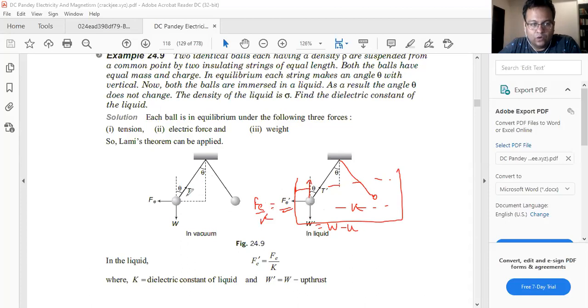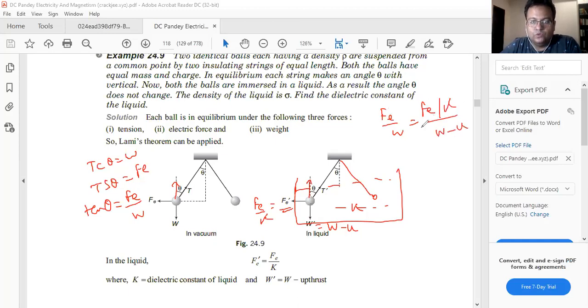Now we can say that T cos theta and T sin theta were terms, right? T cos theta is equal to W, and T sin theta is equal to Fe. So I can write tan theta as Fe by W. Since tan theta remains the same, I can write Fe divided by W is equal to Fe by K in the second case when it is dipped in liquid, divided by W minus U.